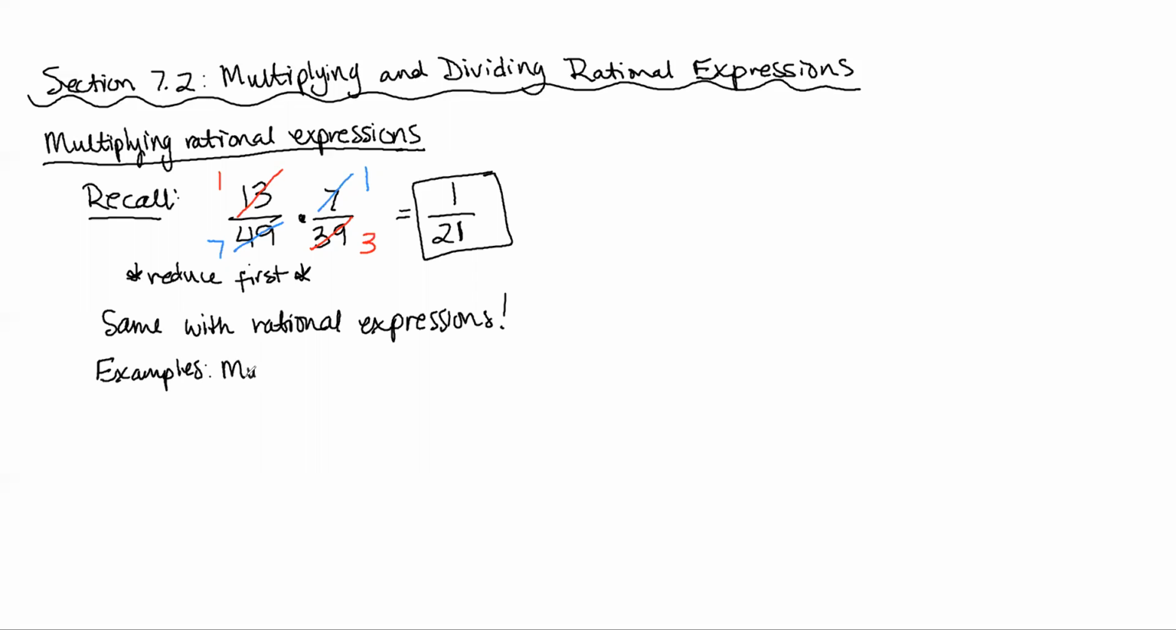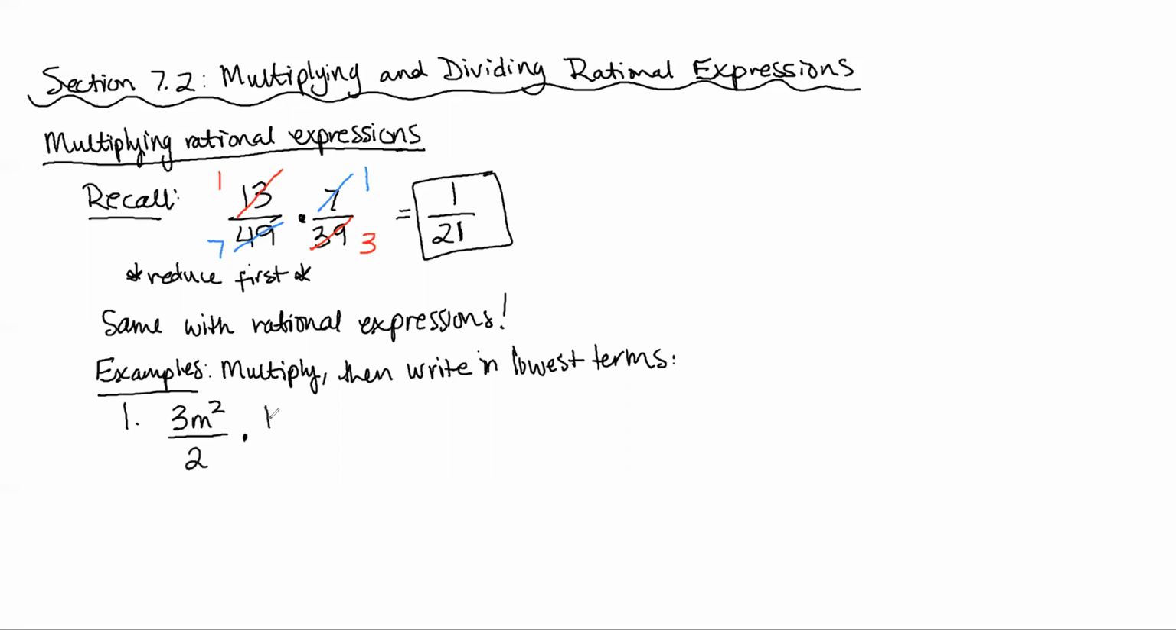So we're told to multiply and then write in lowest terms. So write in lowest terms means reduce or simplify. And so that's what we were doing in the last section. So first one here, we're not going to be dealing with any kind of factoring. For these, we're going to have 3m squared over 2 times 10 over m.